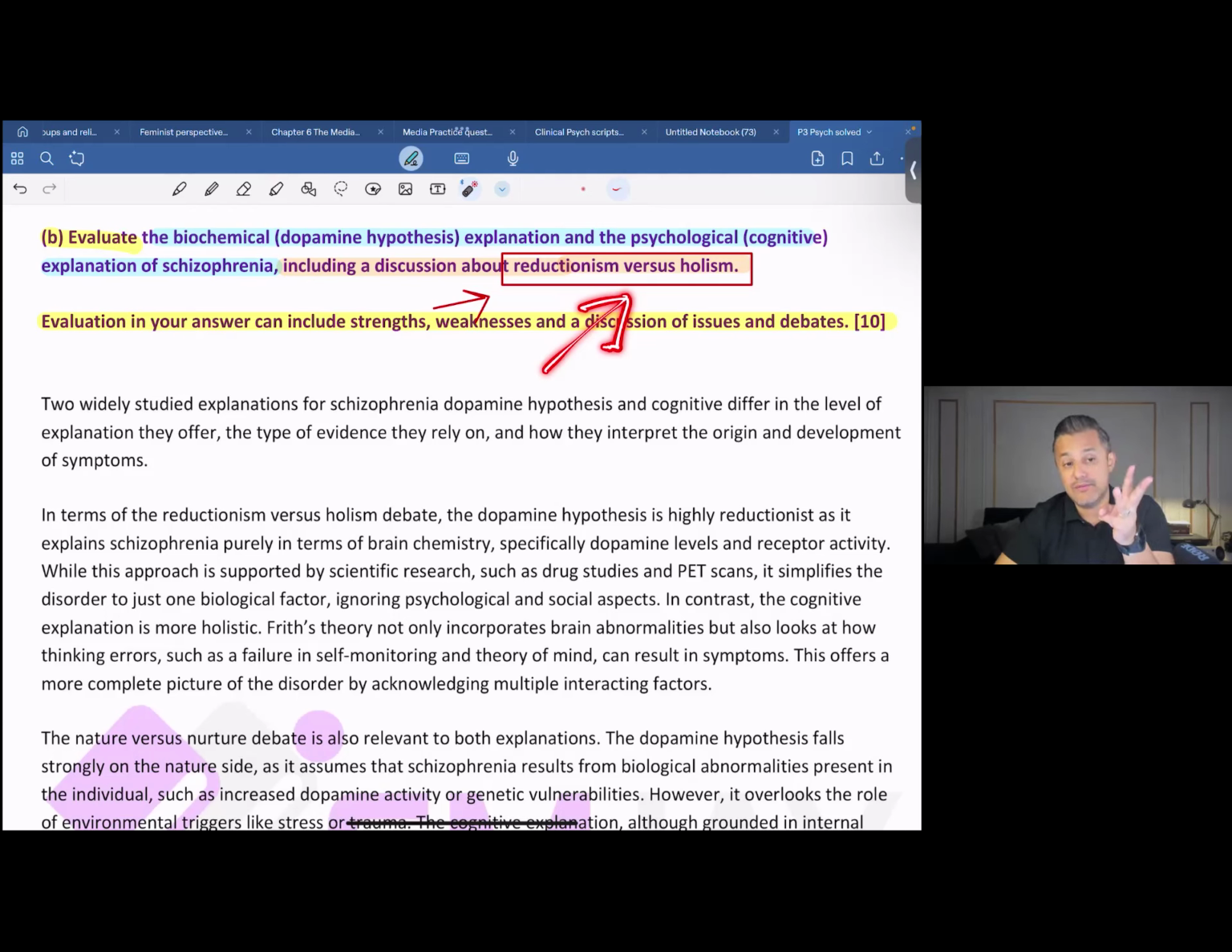So I'd start with the introduction. The second paragraph would be about the named issue. The third and the fourth paragraphs would be other issues or debates or strengths or weaknesses. And the fifth paragraph would be a strong conclusion, one reflecting your analytical skills.